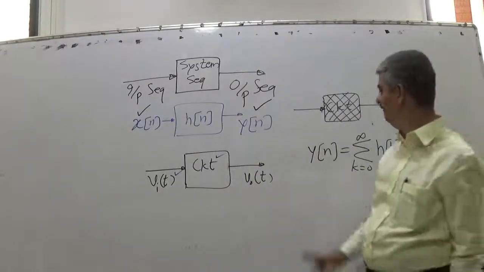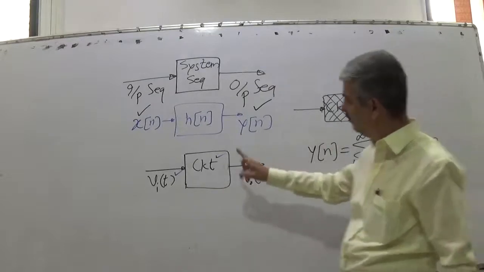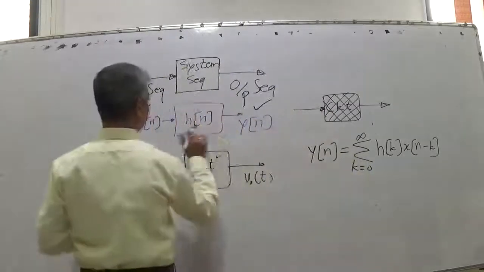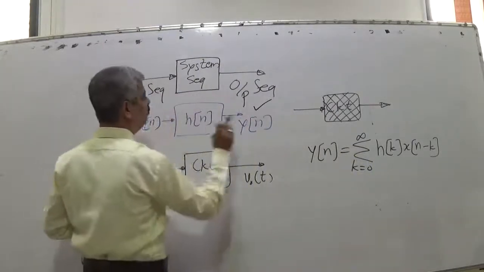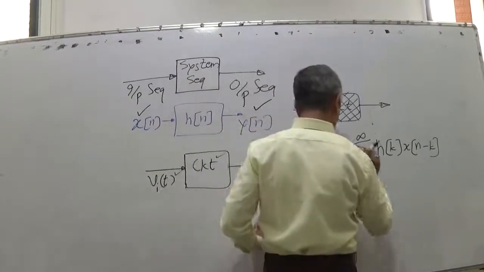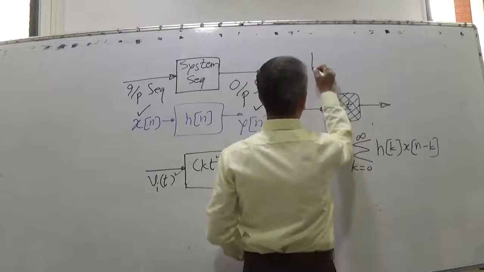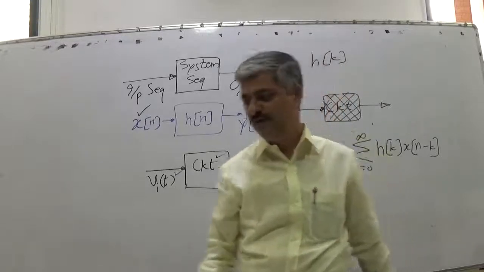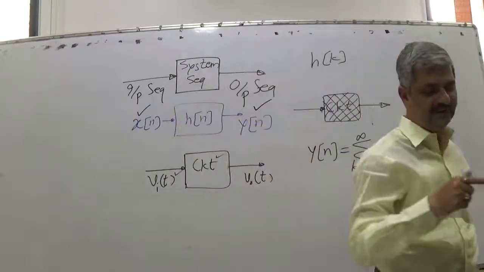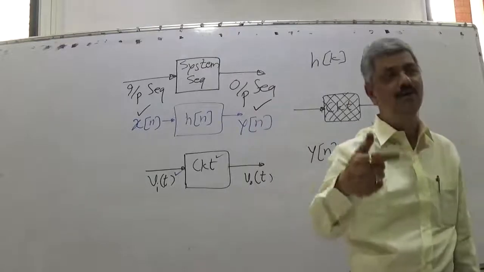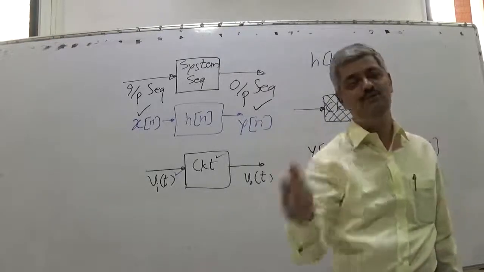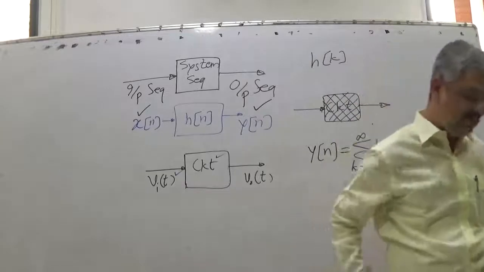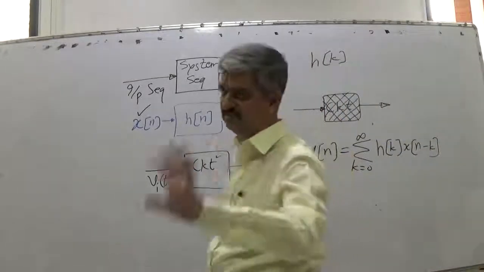Then what I want is, if xn is given, you are at liberty to choose xn, and you observe yn. So you know xn, you know yn, compute hk. From input sequence and system sequence, we were computing output sequence. Now the task is, input sequence is told to you, output sequence is told to you, and based on these two, you have to find the system sequence. Or you can choose an input sequence, you can observe the output sequence, and you should tell what is the system sequence.